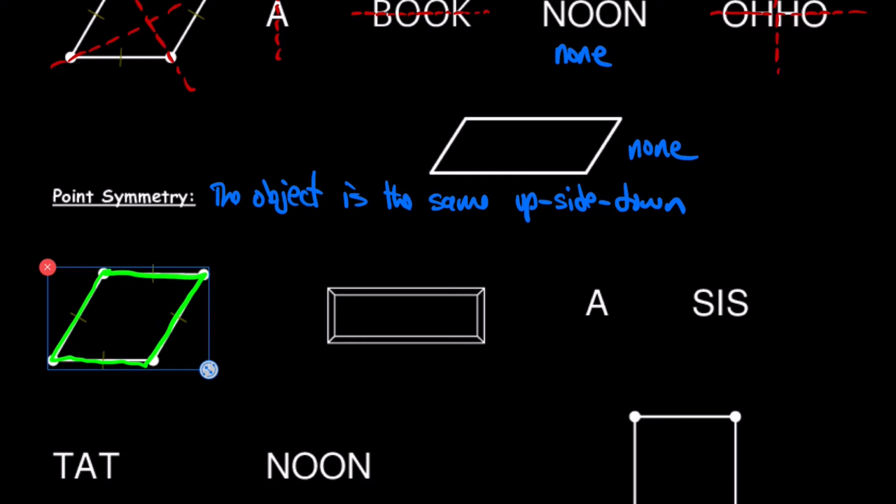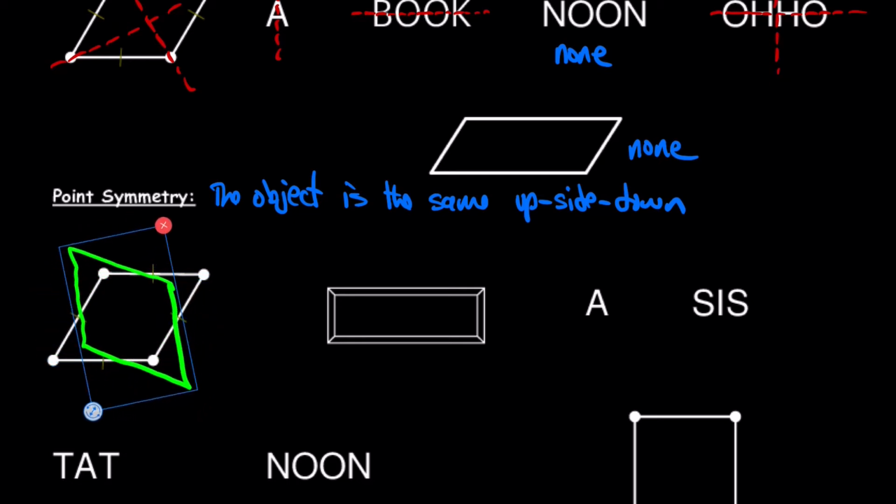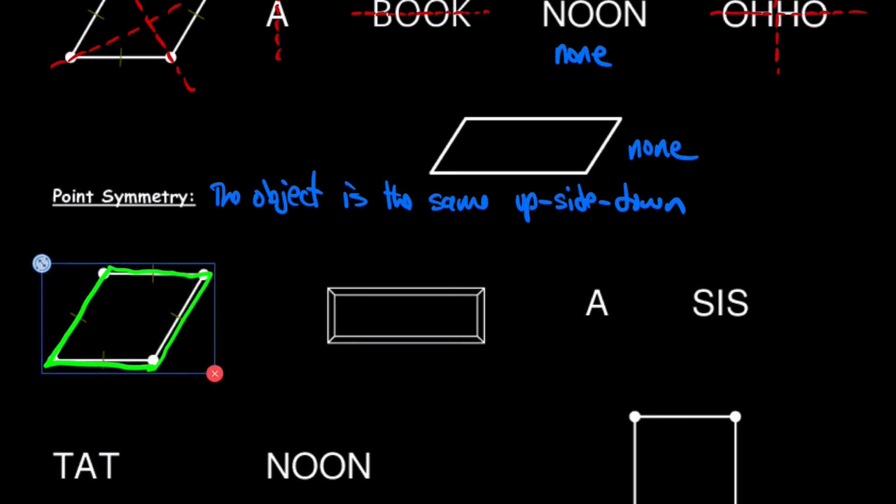And now watch me rotate it upside down. Is it the same shape? Yes. So we're going to say that it has point symmetry. All I have to do is say yes or no. I think it's pretty obvious a rectangle. If you turn that upside down, that's going to be the same.